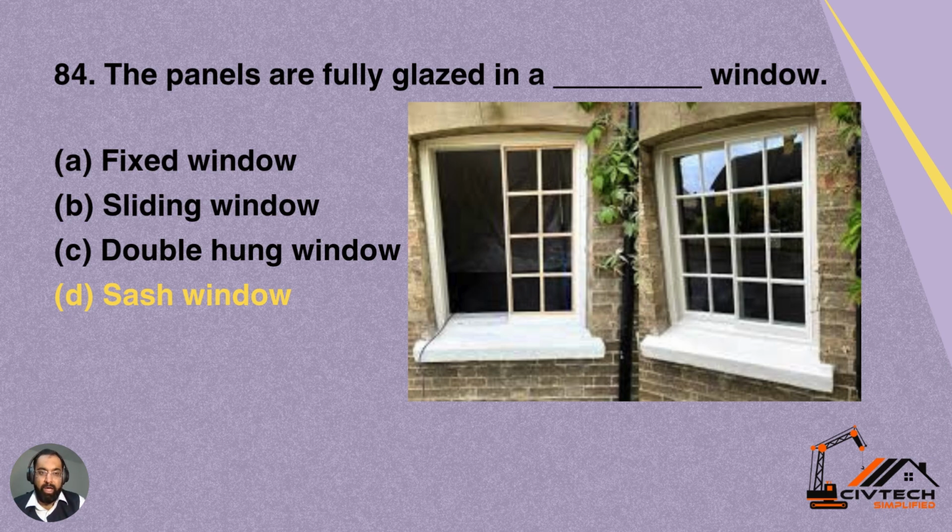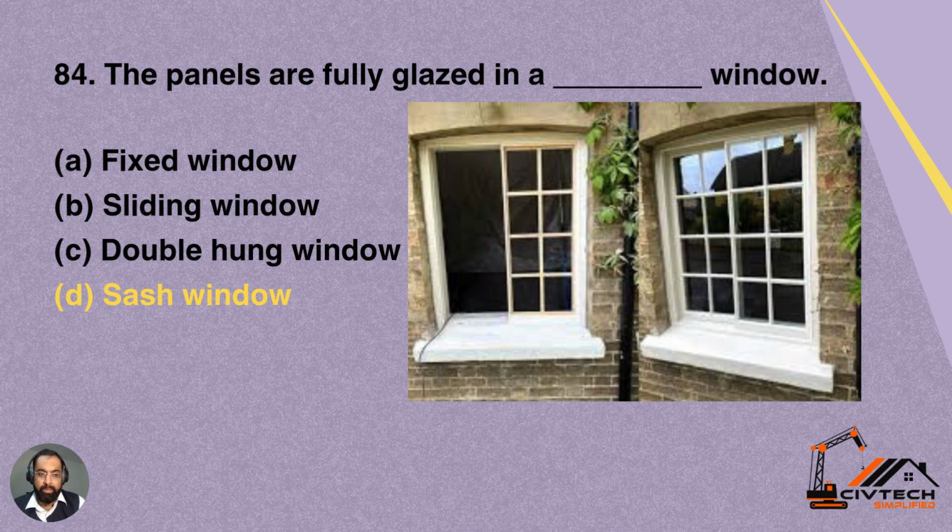Question 84. The panels are fully glazed in a dash window. You can see the window in the picture. Options available with us are A, fixed window, B, sliding window, C, double hung window, D, sash window. The panels are fully glazed in a sash window. So you can see the sash window in the picture.